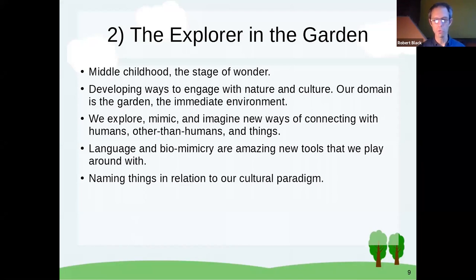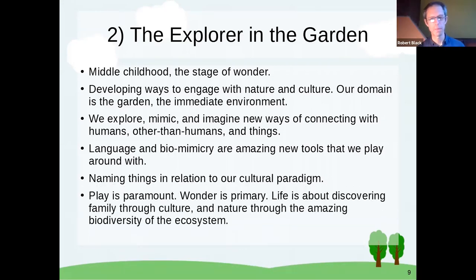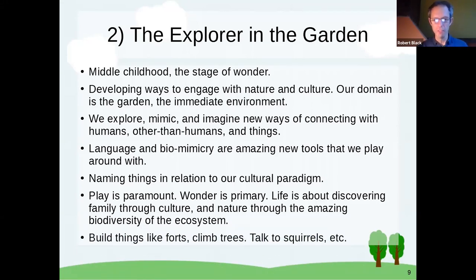Naming things in relation to our cultural paradigm. So we start to learn a naming system here. We start to get to know the world of our parents. Mostly it's our parents at this point, really. We're learning about our culture through them, or the adults that are around us. Play is paramount, wonder is primary. So life is all about discovering family through our cultural ideas and nature through our biodiversity. We start to build things like forts, climbing trees. We talk with squirrels or whatever we can find to talk to. Whatever's willing to sit still long enough, we'll talk to them, even if they're not.